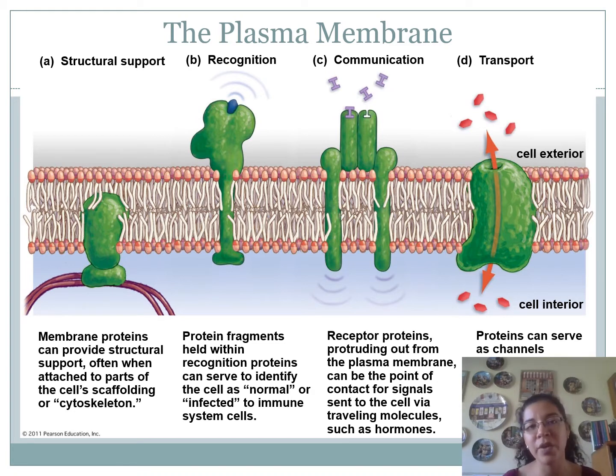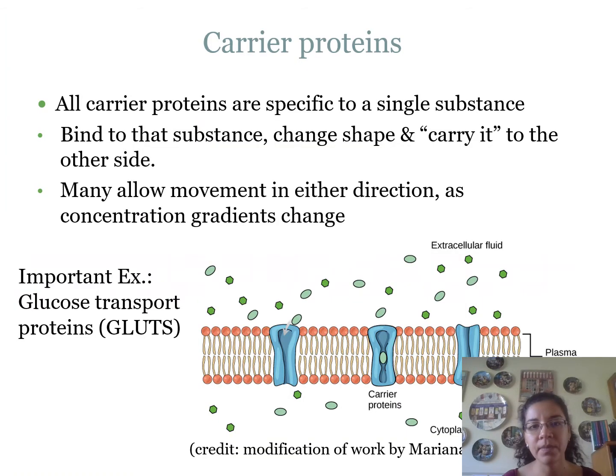So a lot of proteins are going to act as facilitators, carriers, to facilitate that transport. Carrier proteins are doing that carrying of the molecules across the cell membrane. All carrier proteins are specific to a single substance. So for example, glucose being transported across the cell membrane uses very specific transport proteins, called GLUT transporters for short, glucose transporter proteins, or GLUTs for short.